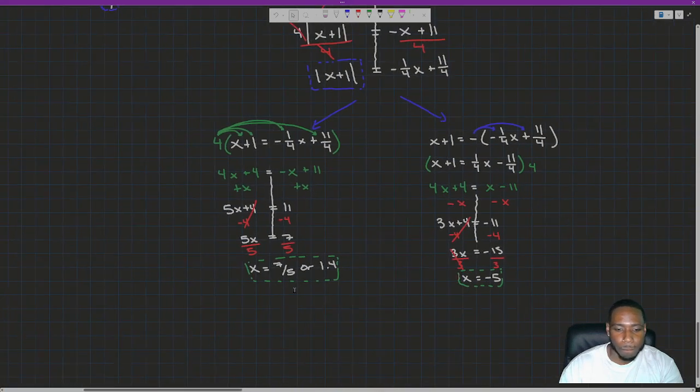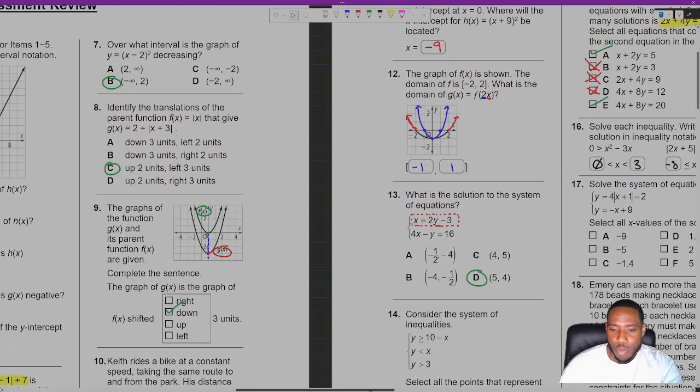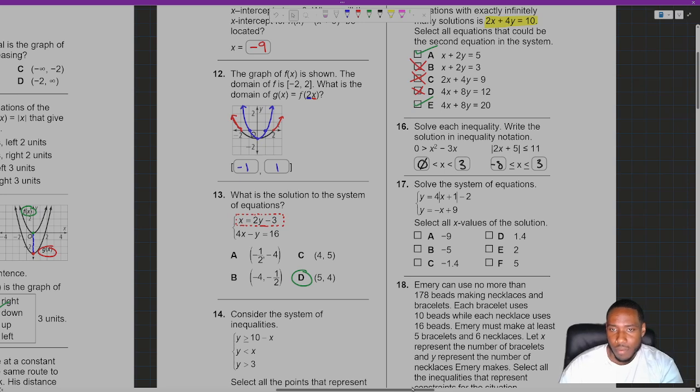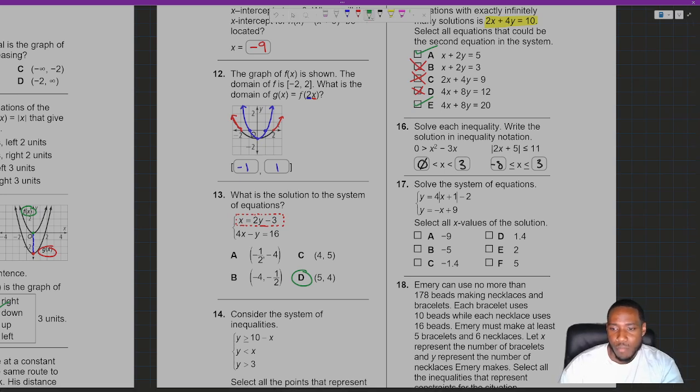Okay. Let's go ahead and write those. And so you're picking positive 1.4, so D, and -5, so B. All these others, let's get rid of them.